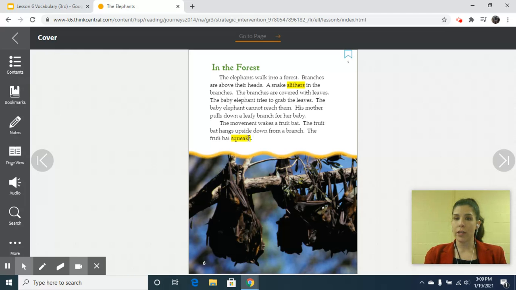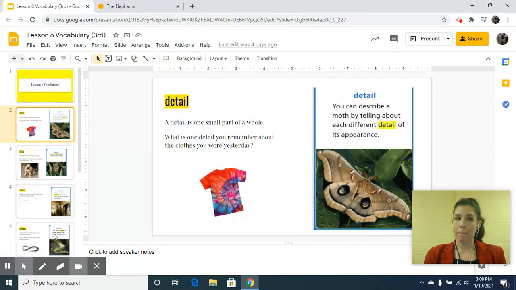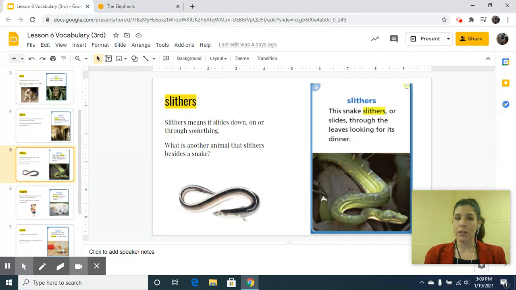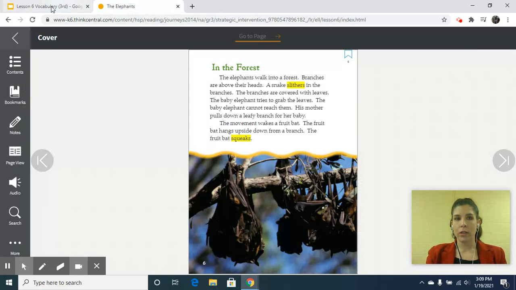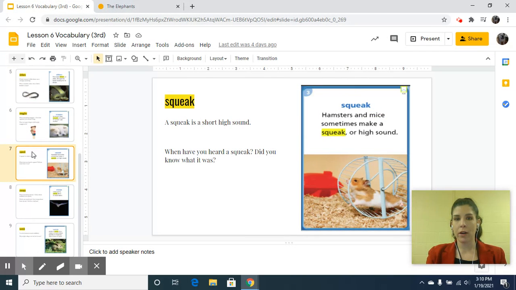So slithers and squeaks. So remember, slithers means it slides down, on, or through something. The other word is squeaks. Now remember, a squeak is a high-pitched sound.